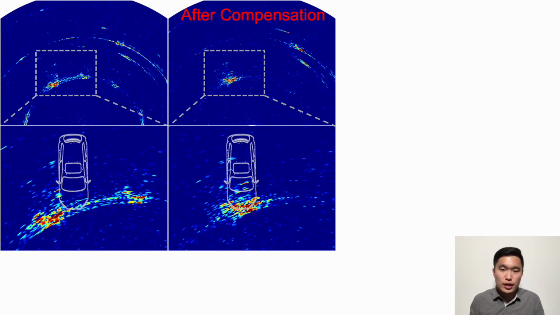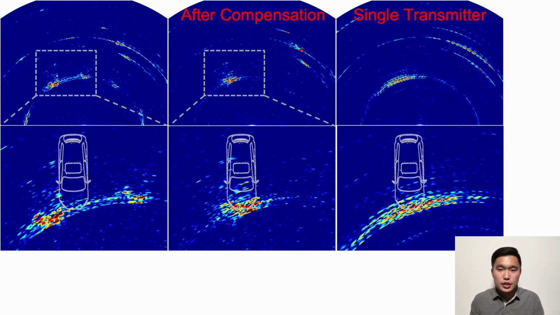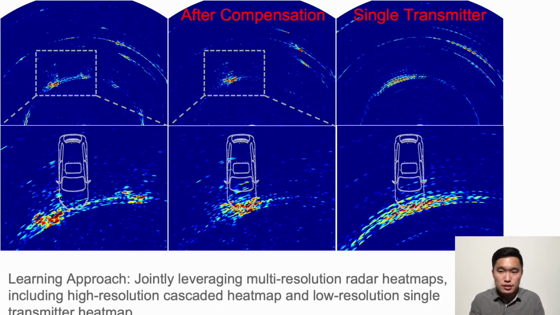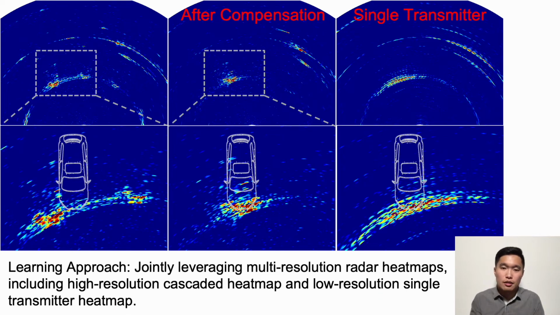To further correct for the residual distortions, we leverage an insight that although heat maps created using a single transmitter have lower resolution and artifacts, they do not suffer from motion-induced distortion. Therefore, we designed our network model to jointly leverage the high and the low-resolution radar heat maps to achieve accurate detection using the cascaded MIMO radar while combating the motion-induced distortion artifact.